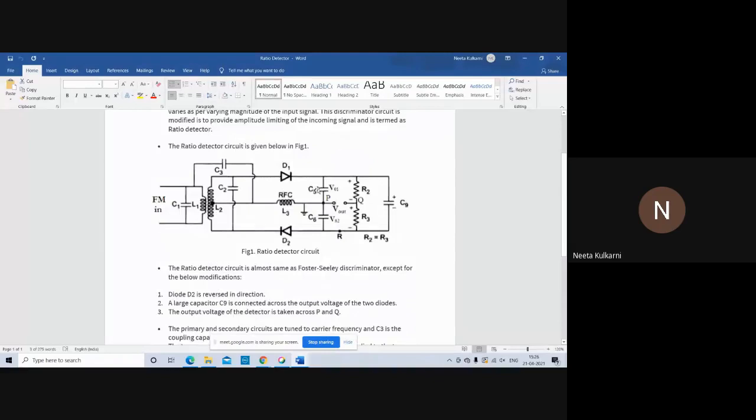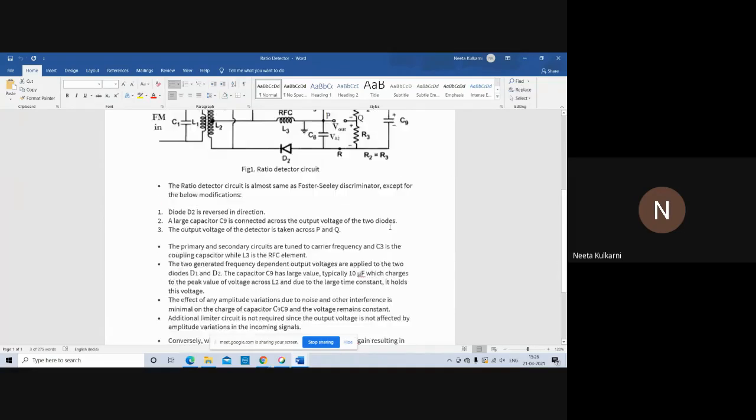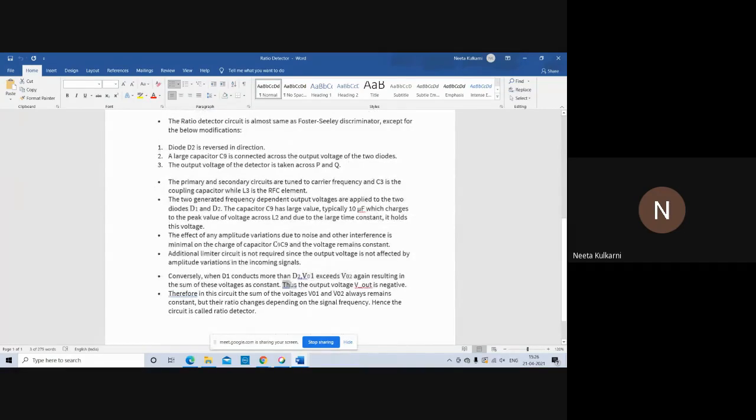So though the values of VO1 and VO2 are changing, because of high value of this capacitor, हे जे Vout चं व्होल्टेज आहे ते कॅपॅसिटरच्या अक्रॉस स्टोअर झालेलं असतं. त्यामुळे VO1 VO2 जरी चेंज झाले तरी आउटपुट व्होल्टेज चेंज होत नाही. Thus the output voltage Vout is constant. Therefore in this circuit the sum of the voltages VO1 and VO2 always remains constant, but their ratio changes depending on the signal frequency, and hence this circuit is called the ratio detector.